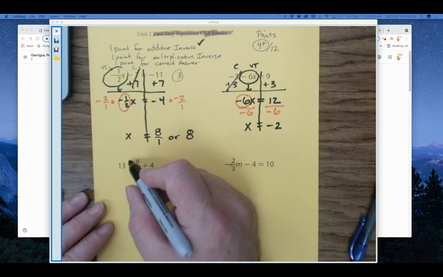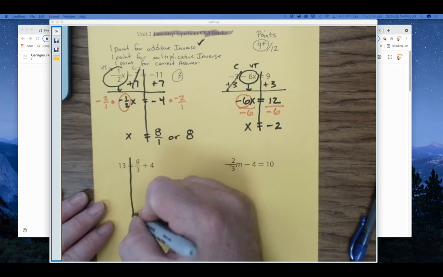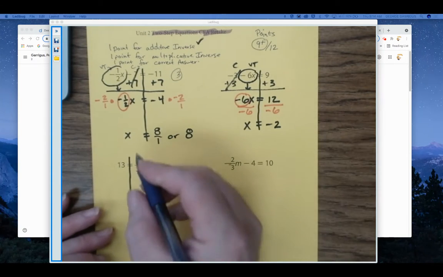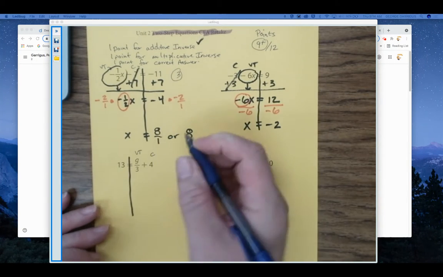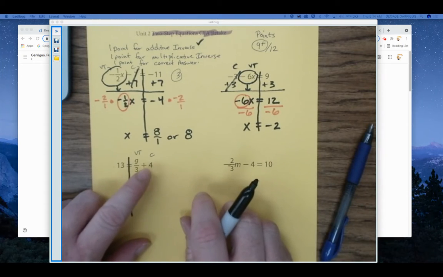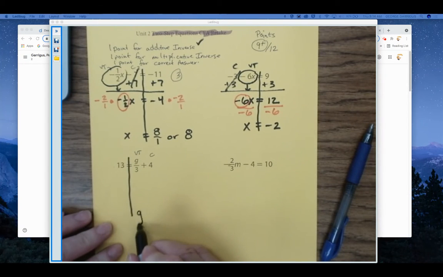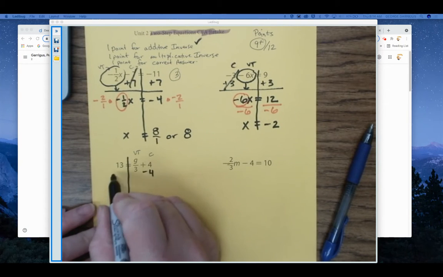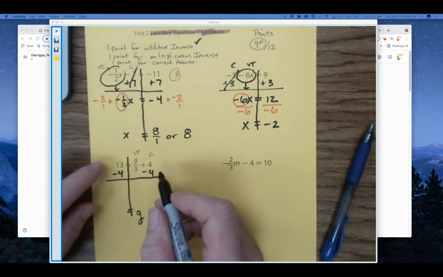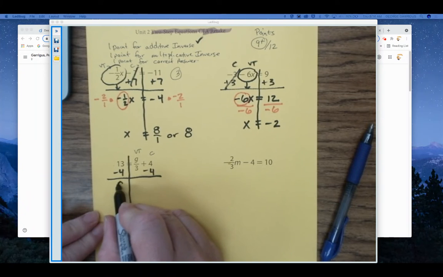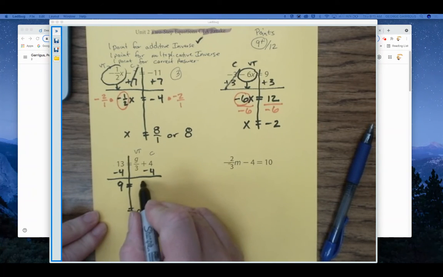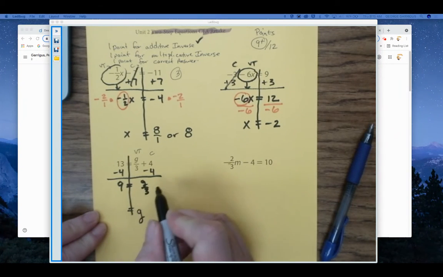We have our vertical line. We're going to find the variable term and our constant. So we're targeting this because we want g all by itself at the end. So we subtract 4. 13 take away 4 is 9 equals g over 3.